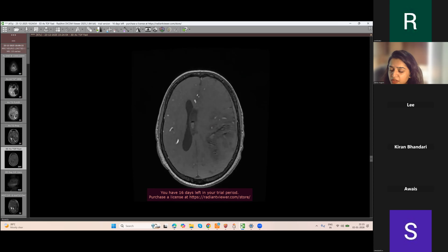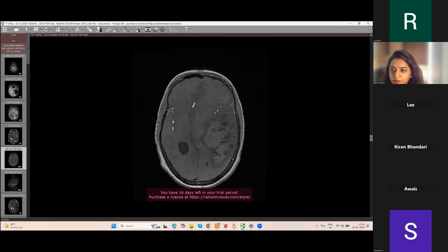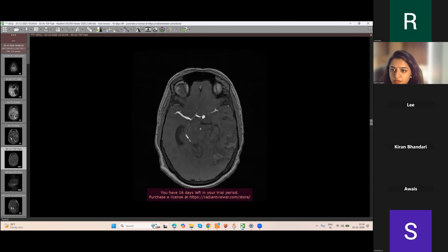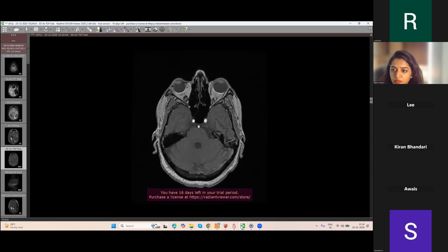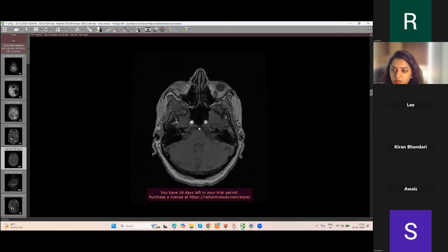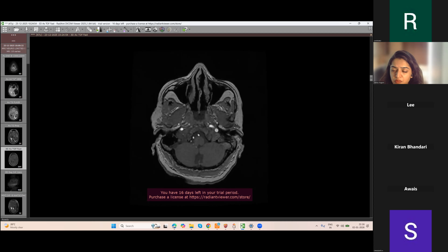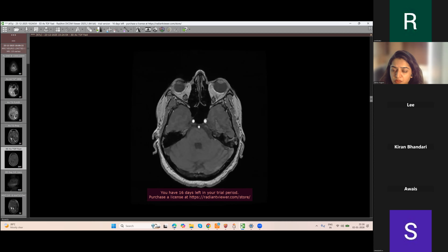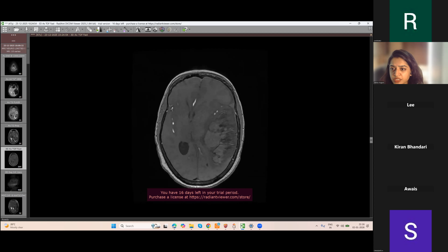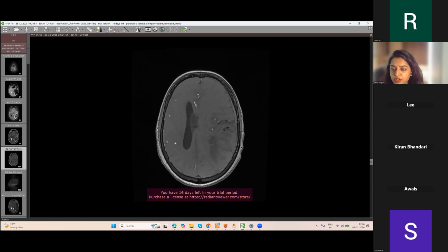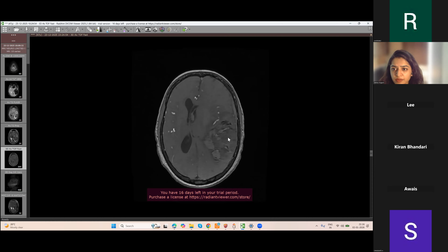So there is patchy. You said that no T1 contrast image is available, right? No, no contrast images available. Okay, so no definite contrast enhancement is seen.